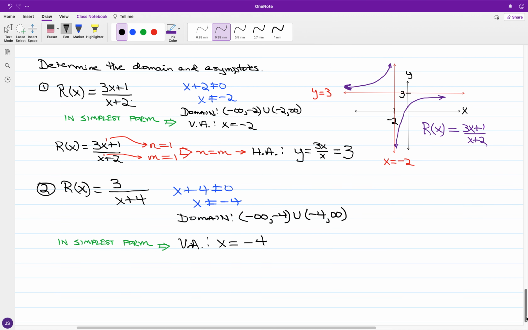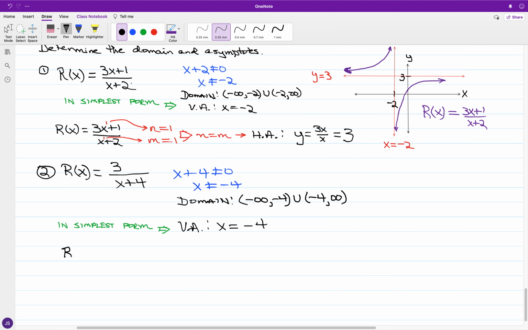Now, in terms of any other asymptote, you have r of x is equal to 3 all over x plus 4. If you notice at the top, we don't have an x term. So what does that mean? That means that the degree of the numerator is equal to 0. And for the denominator, you have x to the first. So we have that m is equal to 1.